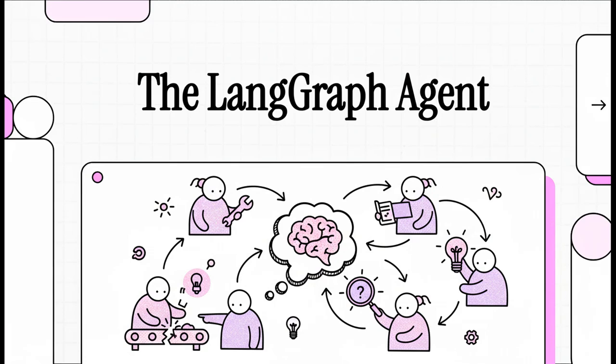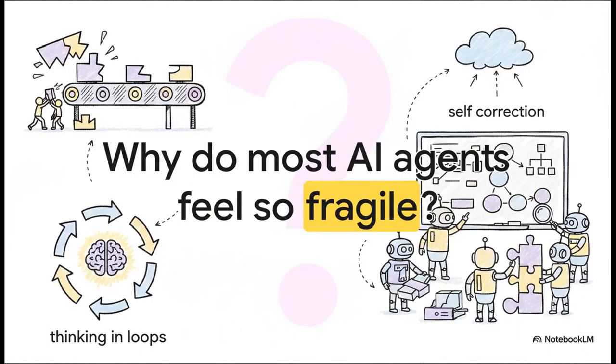Okay, so what if an AI agent could do more than just follow a script? What if it could actually think, adapt, and even fix its own mistakes? Well, today we're diving into a framework that's making that a reality. It's called LangGraph. But before we get into the solution, let's talk about the problem.